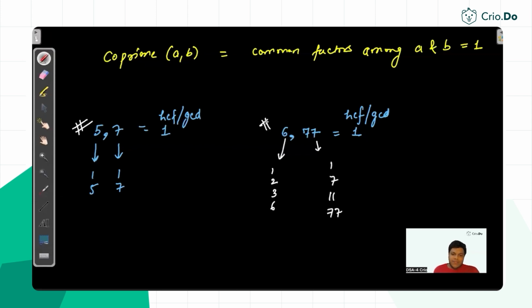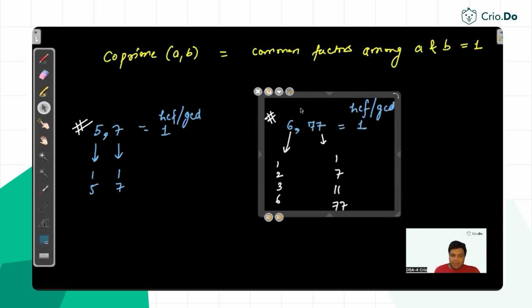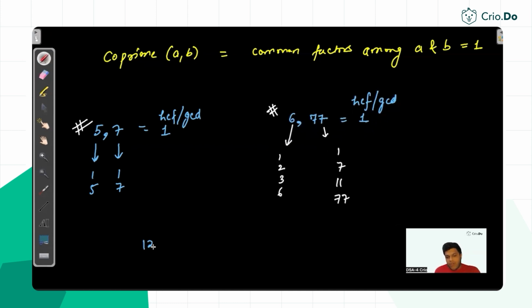Let's also take a test case where the numbers are not co-prime. Let's say we take 12 and, let's say, 21. So what are the factors of 12? The factors of 12 are 1, 12 itself, 2, 6, and then 3 and 4. Let me just write them in one single line: 1, 2, 3, 4, 6, and 12.